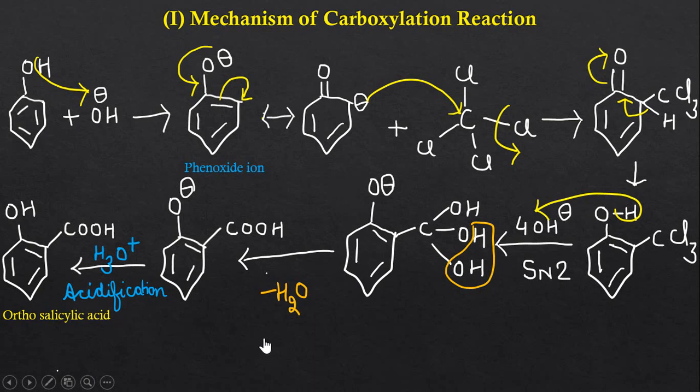So this is the whole mechanism which is followed in this Reimer Tiemann reaction. Here the electrophilic aromatic substitution mechanism is followed, because here you see the electrophile is attached to the aromatic ring at ortho position and para position.